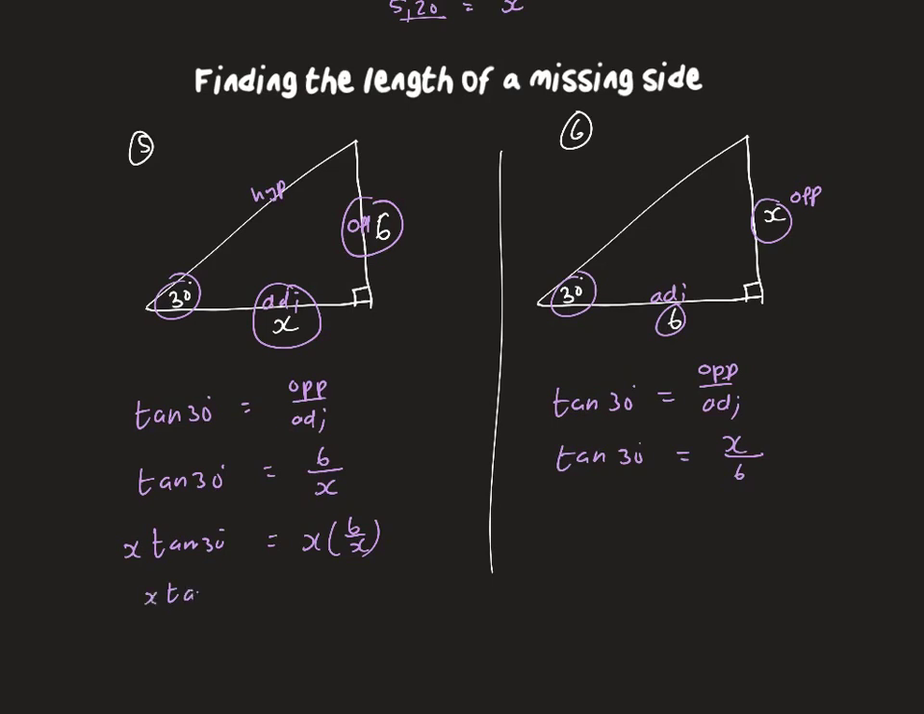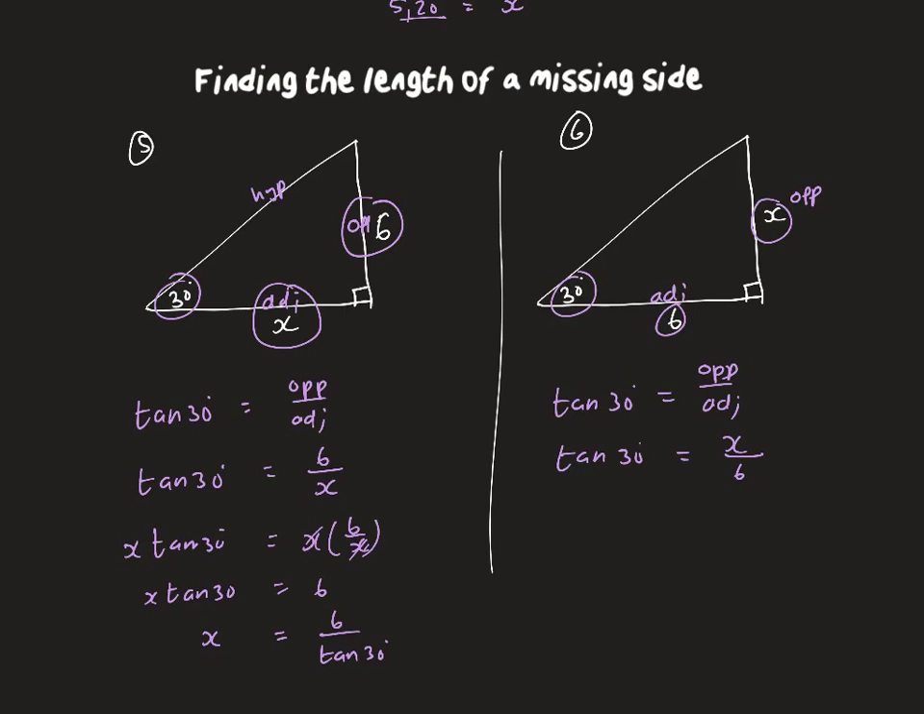So x tan of 30 is then equal to x divided by x, which is, of course, 1. So it's just 6 divided by 1, which is 6. And then you divide by tan of 30 on both sides. So it's 6 divided by tan of 30. Okay, let's look at the right-hand side one.